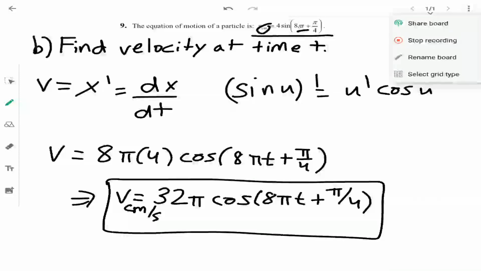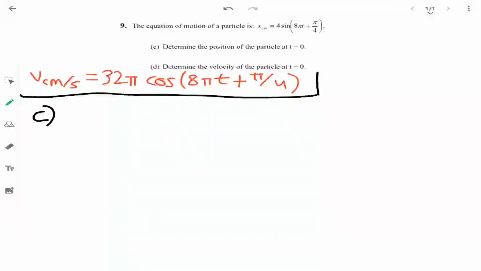Okay, let's continue the question. We'll do parts C and D together. Part C says determine the position of the particle at time equals 0, and part D says determine the velocity of the particle at time equals 0. So I'm showing you both the equation of the position of the particle and the velocity of the particle, and you can solve it for a few seconds and then we'll check together.